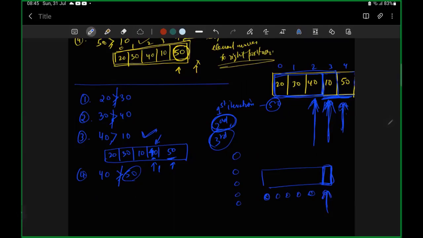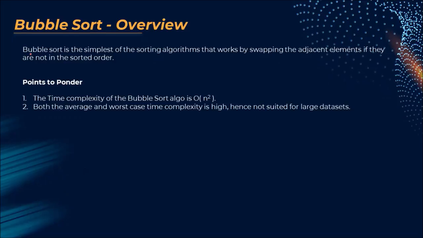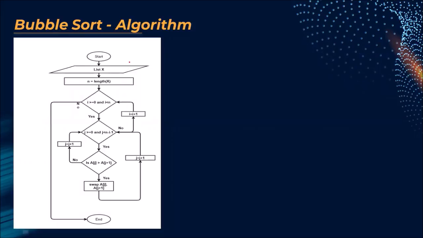All right, so over to implementation and the flowchart. So we understood about the bubble sort. The bubble sort is the simplest of the sorting algorithms that works by swapping the adjacent elements if they're not in the sorted order. Now, a point to ponder over here is that the time complexity of the bubble sort is big O n square, and both the average and the worst case time complexity is high, and hence it is not suited for large data sets. This is a flowchart of how the bubble sort algorithm is implemented. So we have as an input the unsorted array.